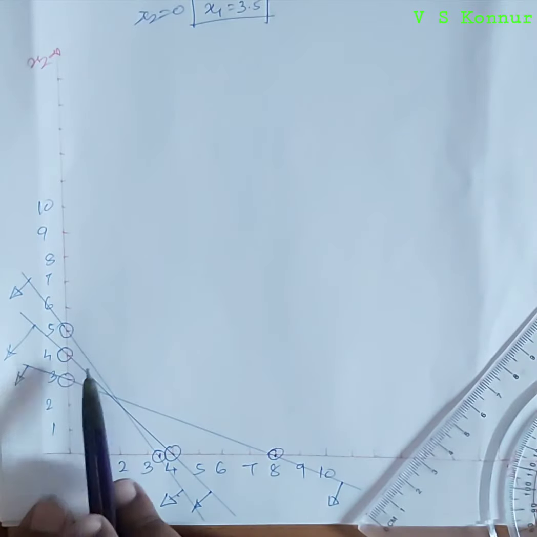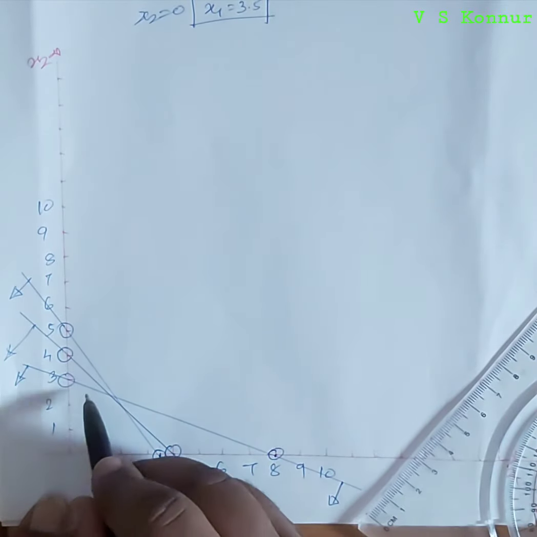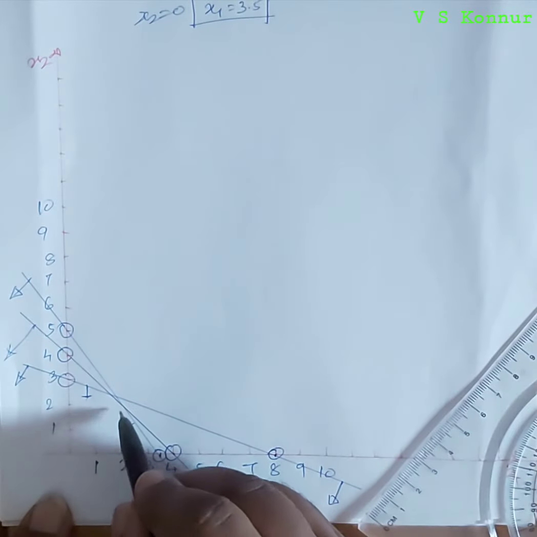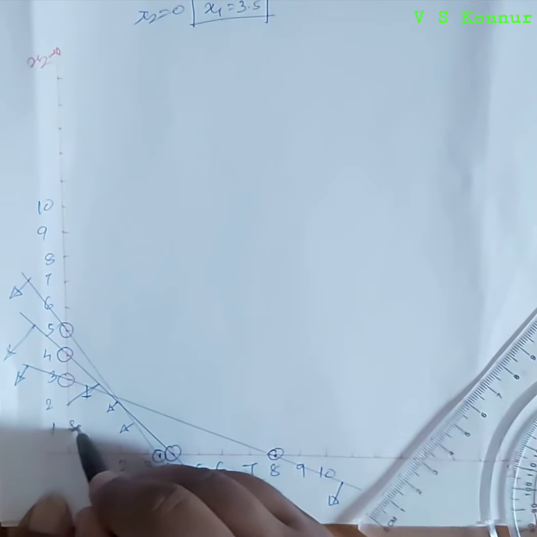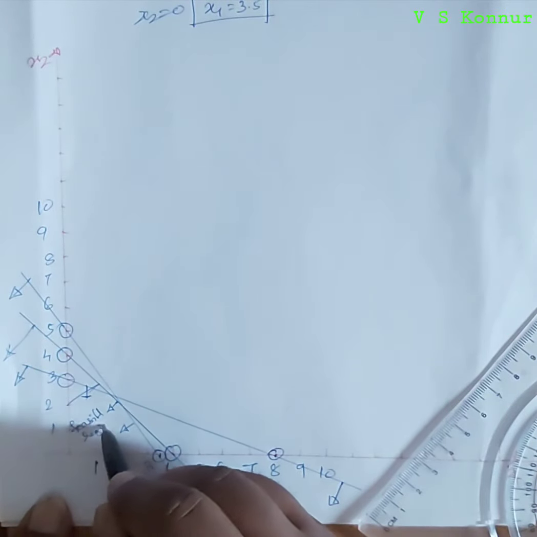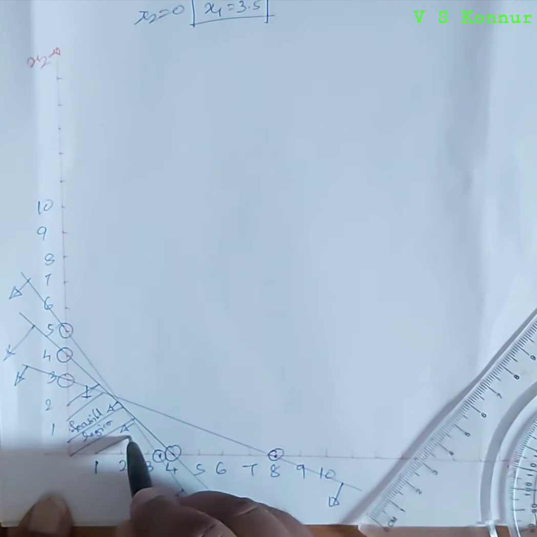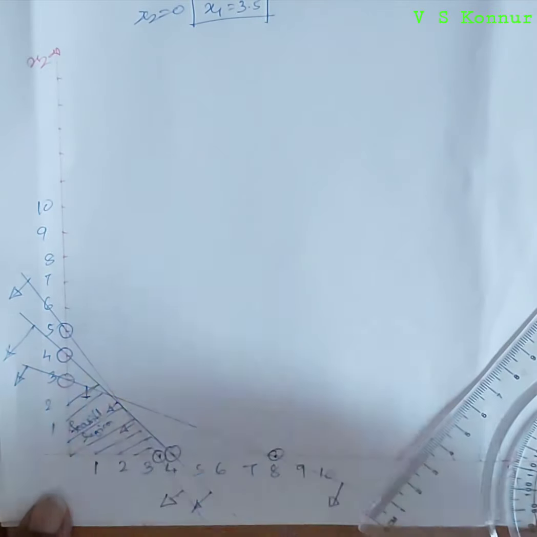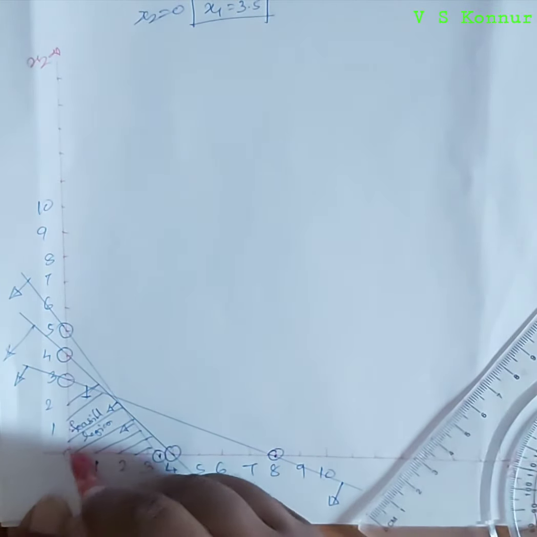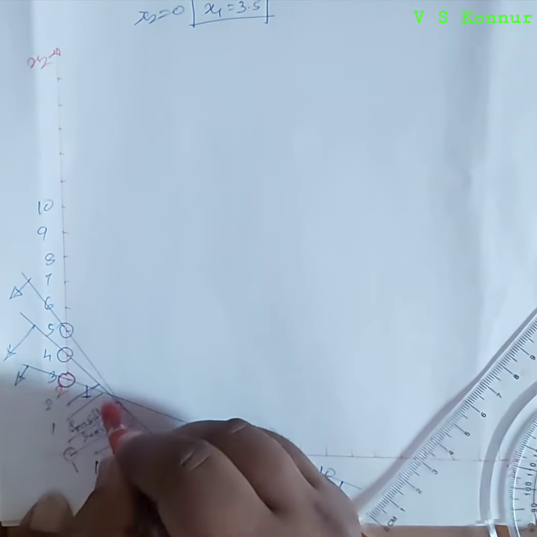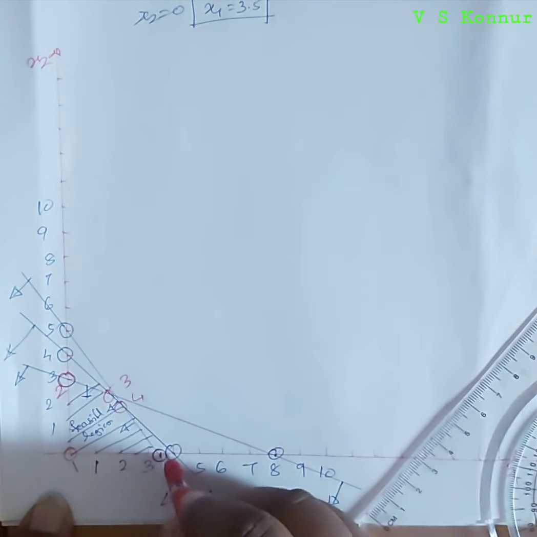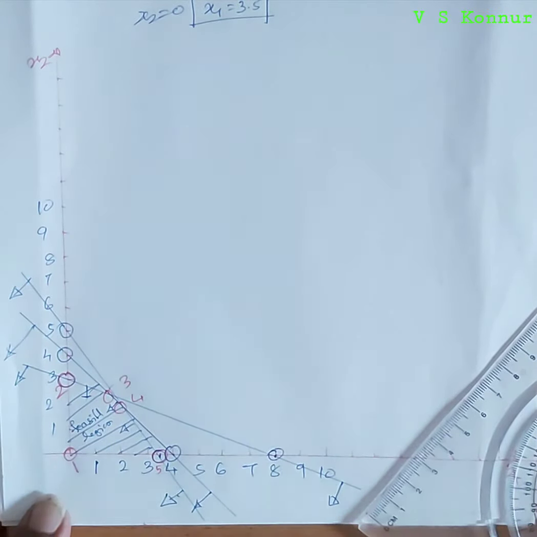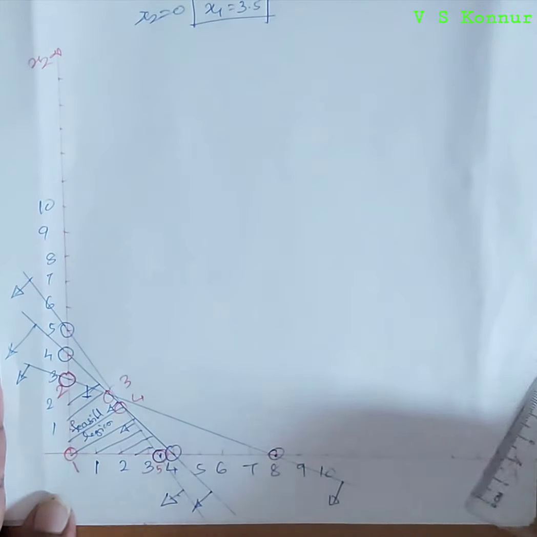No need to calculate, you can check all the other regions, but only one region will have all the points satisfying the constraints, at the center. So this region will be considered the feasible region. We will get corner 1, corner 2, corner 3, corner 4, corner 5. 5 corners we will get. We have to calculate the value for all 5 corners.